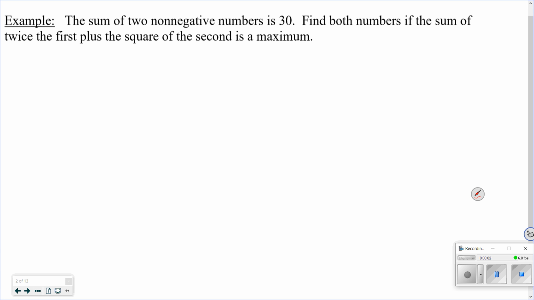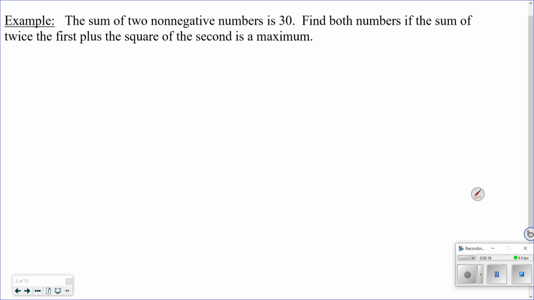Section 5.5 is just a continuation of our max-min problems. So they're going to be the same type of problems. You're going to follow the same steps. There is just a little twist when we go and find the domain on some of these problems. So there's just a different case that we'll talk about here.